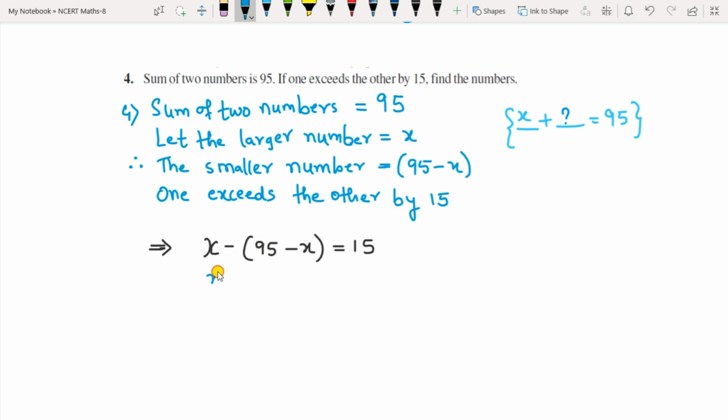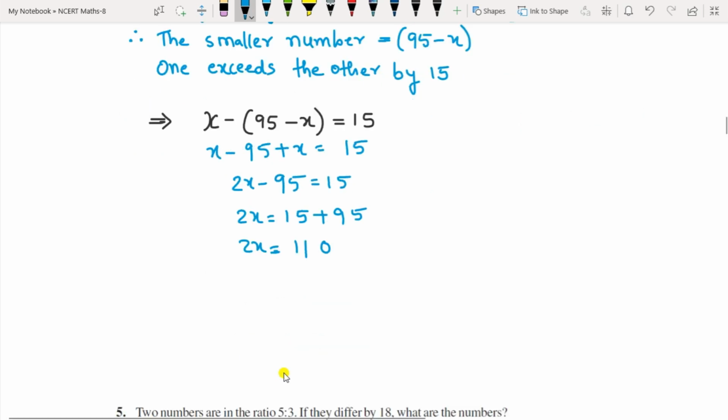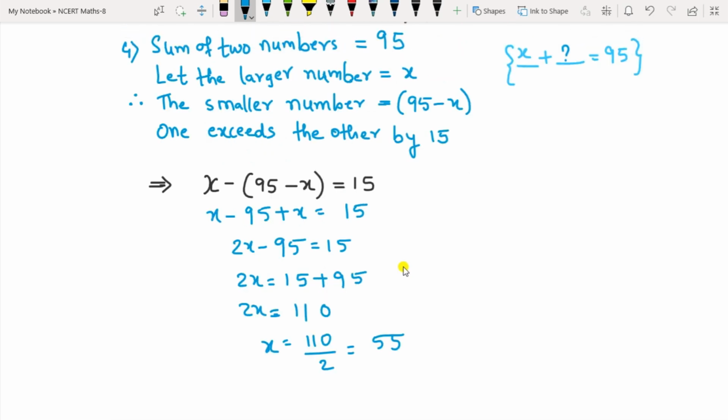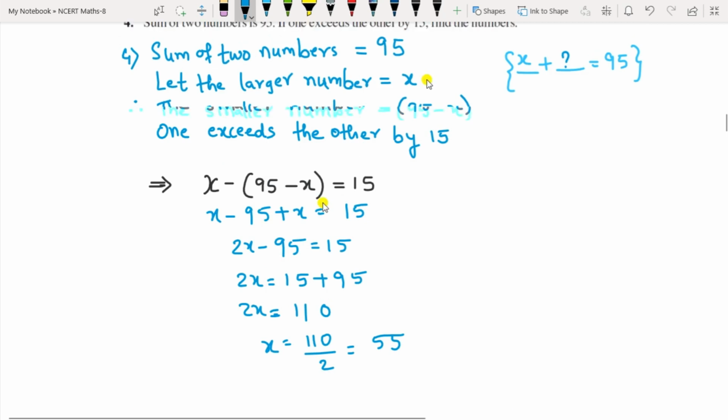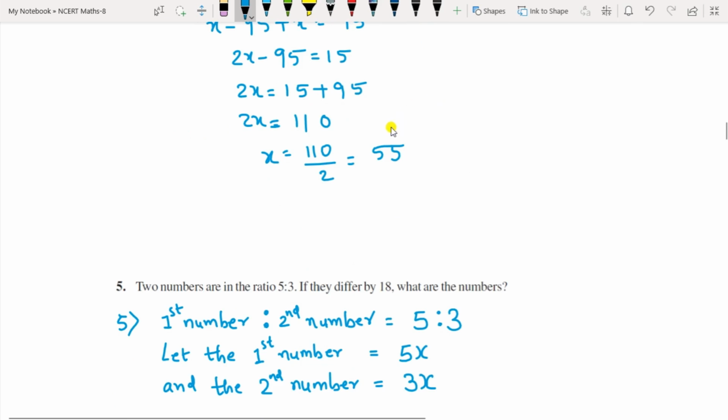Now find the value. So x minus (95 minus x) equal to 15. So 2x minus 95 is equal to 15. So 2x equal to 15 plus 95, that gives 2x equal to 110. So x equal to 110 by 2, that gives you 55. What was x? Larger number is x. So substitute the value, write the answer here.